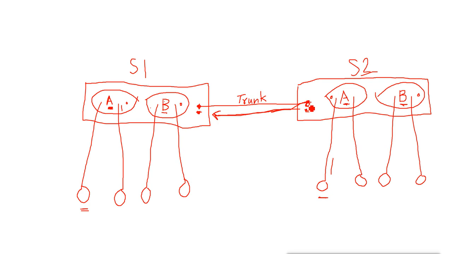If this port is in dynamic auto mode, it will not convert into trunk. It will only convert into trunk when the other side says that I want to do trunk with you. So if I convert this port into trunk, if I give the command switchport mode trunk, then it will send the request to this port, and if this port is in auto mode, then it will become trunk.